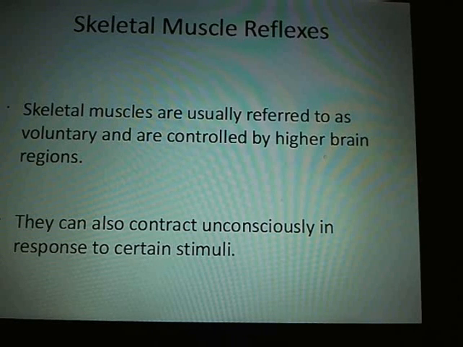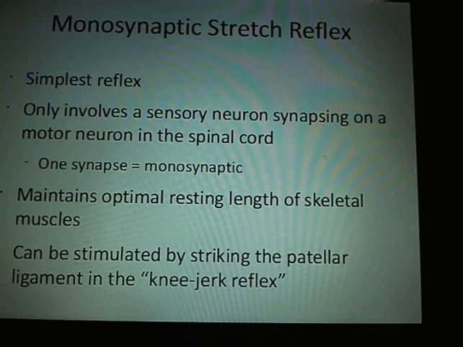Skeletal muscle reflexes. Skeletal muscles usually are referred to as voluntary and controlled by the higher brain. They can contract unconsciously as a result of certain stimuli, and that would be like a stretch reflex. A stretch reflex is what you would get if you tapped below the patella, on the patellar tendon. It only involves a sensory neuron synapsing on a motor neuron in the spinal cord, which means it does not go up into the brain, not up into the pyramidal tracts. It just goes to the spinal cord and back.